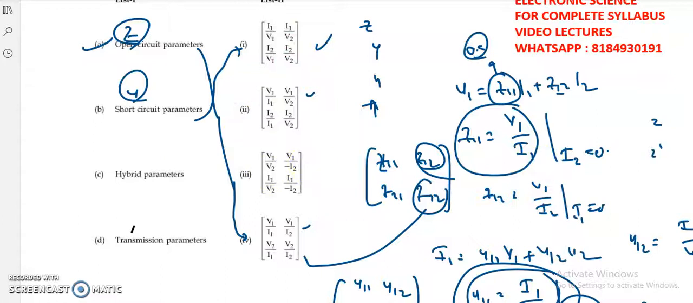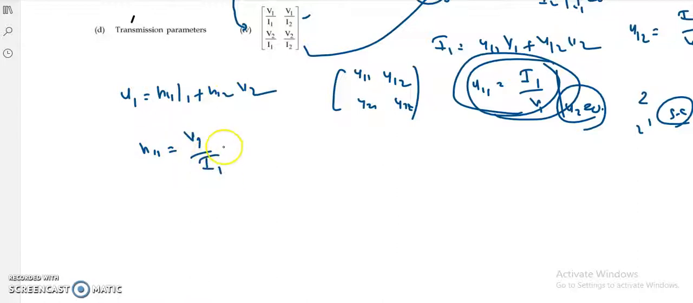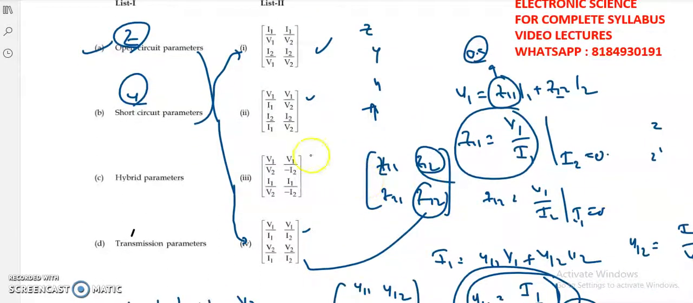Coming to the hybrid parameters, the equations can be written as V1 is equal to H11 I1 plus H12 V2. From this, H11 is equal to V1 by I1 if you make V2 zero, and H12 is equal to V1 by V2 if you make I1 equal to 0. Here the matrix is H11, H12, H21 and H22. What is the H11 I got? V1 by I1, and it is there in the remaining option. That means it is the hybrid parameters, and the other one is the transmission parameters.